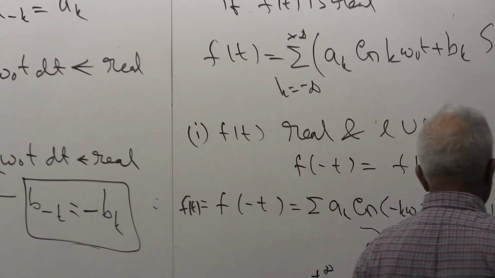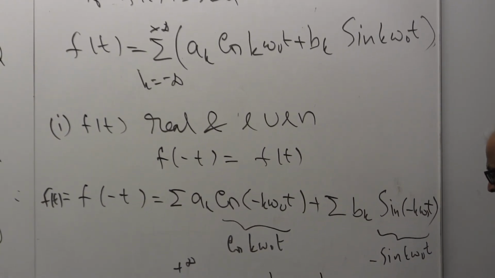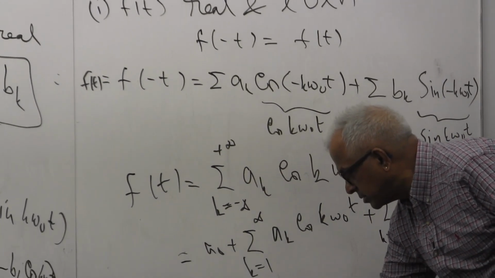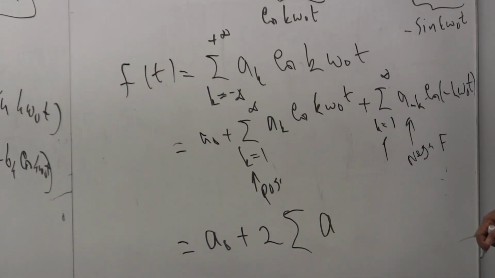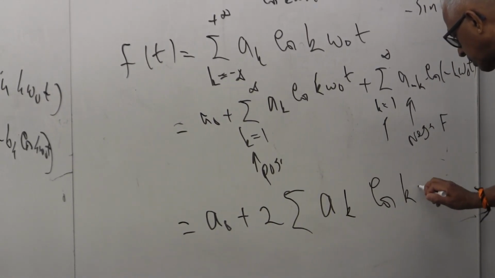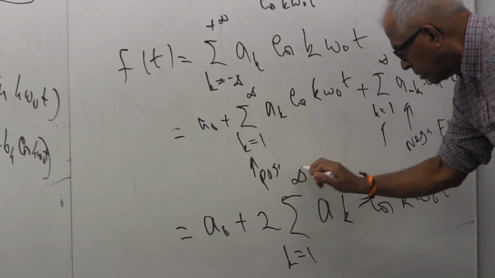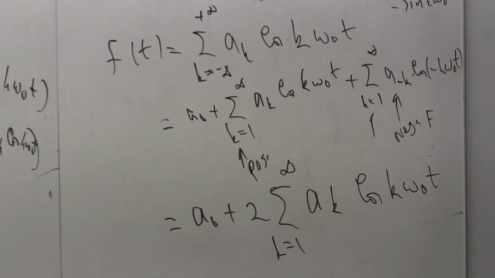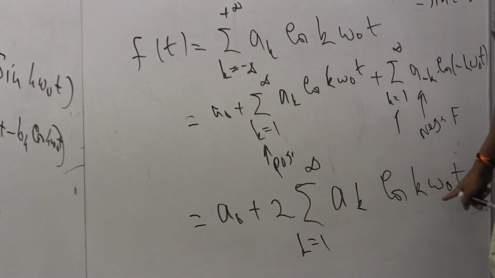So look, a minus k is the same as ak. Essentially, this is the same as this term. So we get the result a naught plus 2 summation ak cos k omega naught t. So you can see it here. So that's for real and even signals. If f(t) is real and even, then you only have ak's to find out.